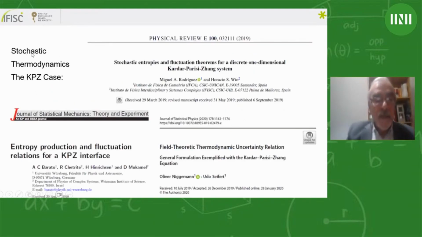We have also analyzed stochastic thermodynamics in this KPZ case.